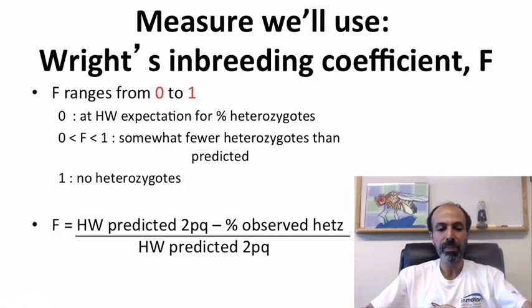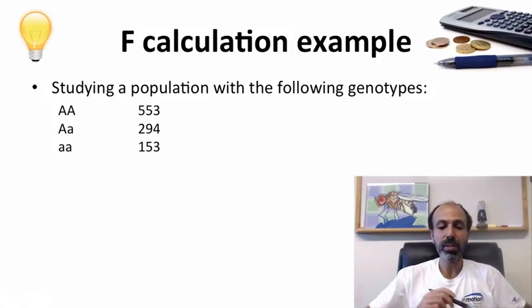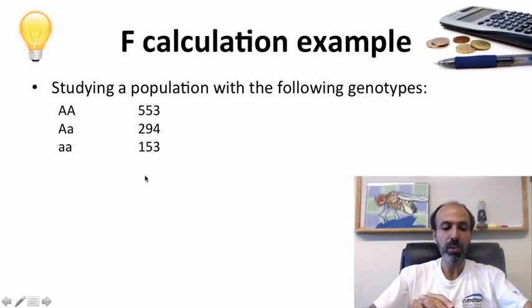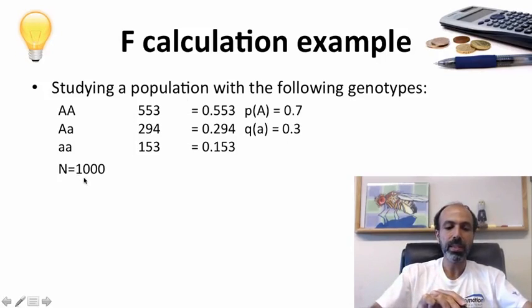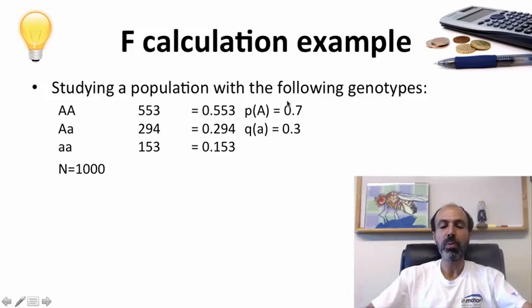So let's do an example. Here's an example right here. Let's say you're studying a population that has this set of genotypes. So again, we use the same procedure we always use for calculating if something is at Hardy-Weinberg. We get the totals, the genotype frequencies, and the allele frequencies. So the total in this case is 1,000. Here's your genotype frequencies. Here's your allele frequencies, 0.7 and 0.3.